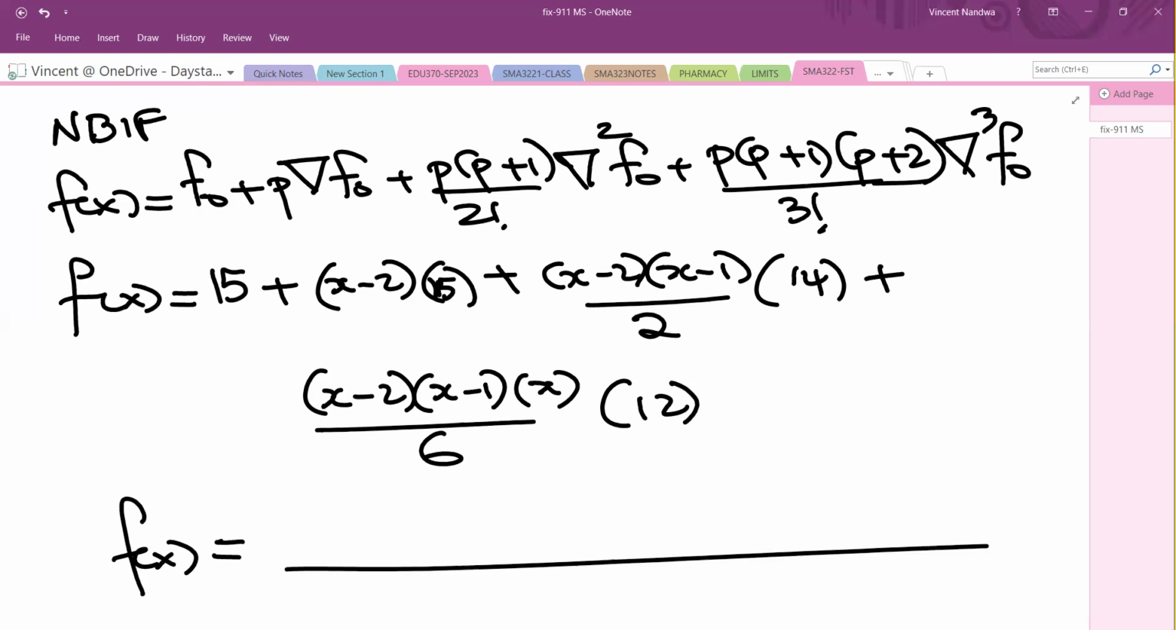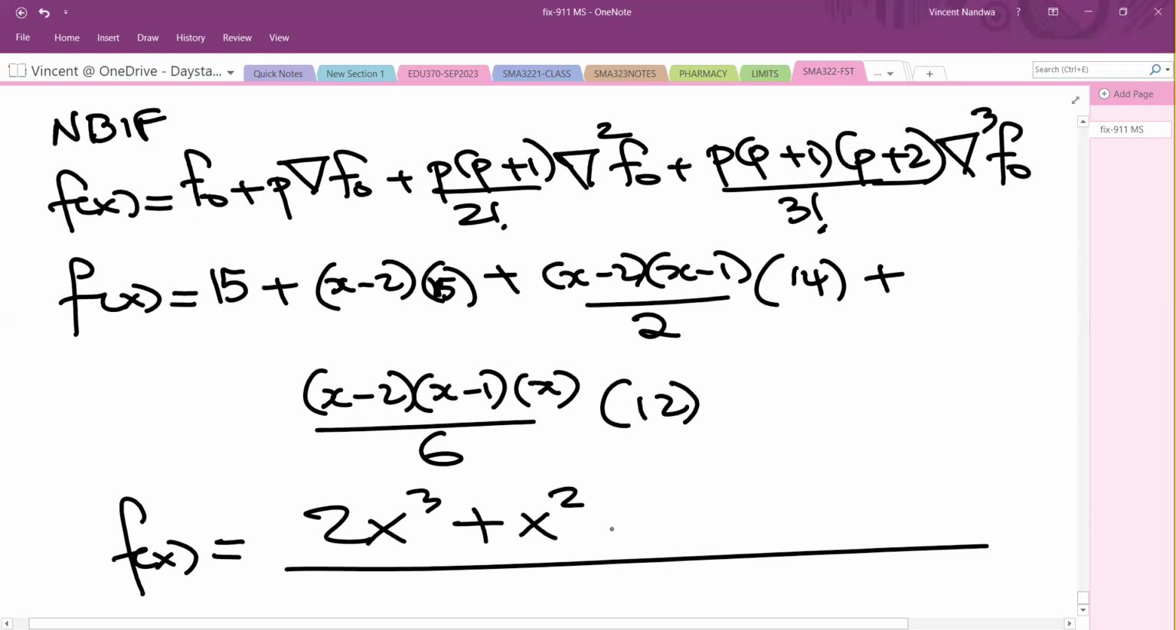So what are we getting? 2x cubed plus x squared, x cubed product. Yeah, so it's exactly the same thing as what you obtained in the previous method. This is already expected, because we are dealing with the same function, so you don't expect to get different answers, even if you use different methods to get the answer.